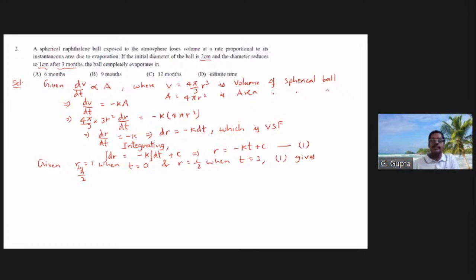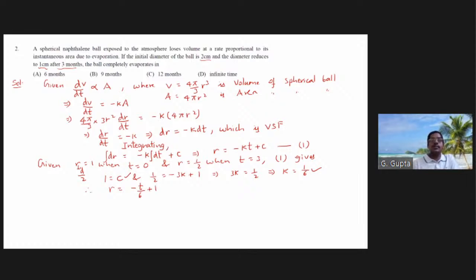you will get k and c values, the constants. So 1 is equal to c directly, and the r value half is equal to minus kt, that is minus 3k, plus the c value 1. So this simplifies to 3k is equal to 1 by 2, k is equal to 1 by 6. By this step we got the k value, and initially the c value. Therefore, r is equal to minus t by 6 plus 1.